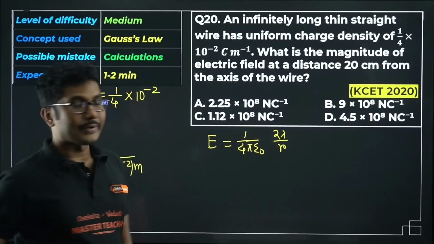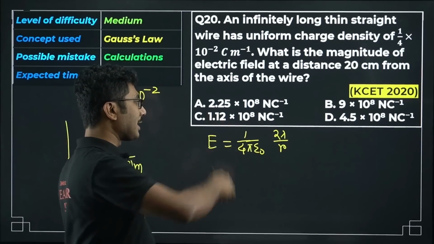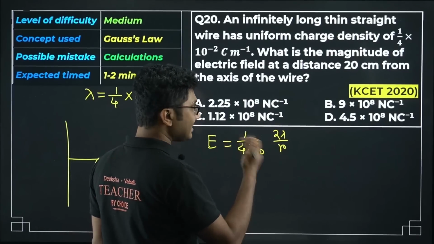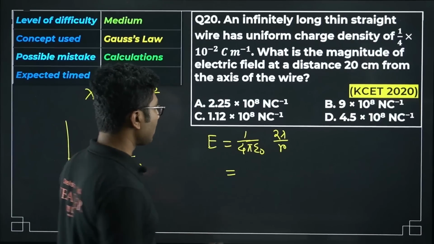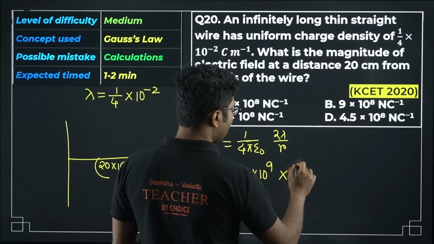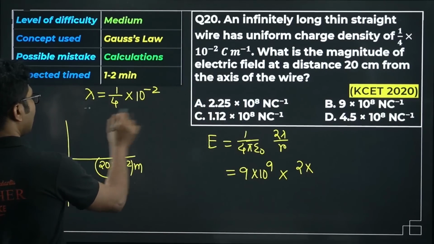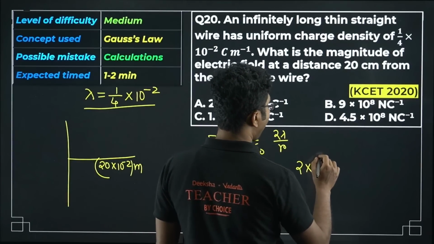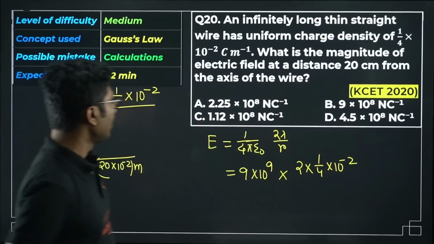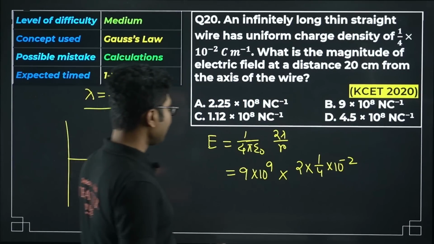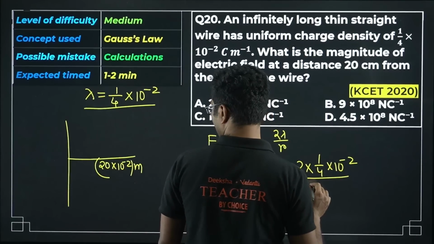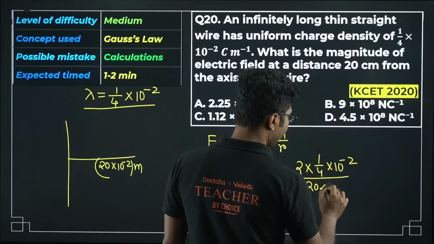You can remember this, or you can remember the formula given in your textbook, that is 1 by 2 pi epsilon naught lambda by r. That is also fine, but for solving numericals, this is easier to remember. Now 1 by 4 pi epsilon naught is 9 into 10 to the power of 9. 2 lambda is given by 1 by 4 into 10 to the power of minus 2, and then we have that distance. Remember that for a straight wire it is not squared, it is 20 into 10 to the power of minus 2.